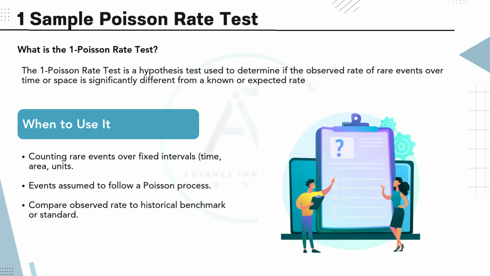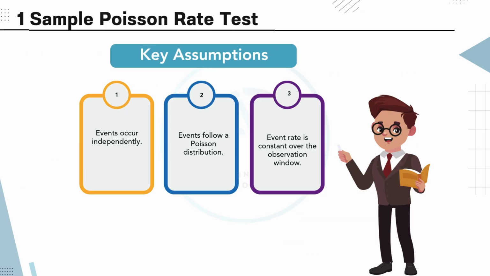signal requiring action. This slide explains the 3 critical assumptions that must be met for the one-sample Poisson rate test to be valid. Assumption 1. Events occur independently. This means that the occurrence of one event should not influence the occurrence of another. For example, if you're measuring machine breakdowns, one breakdown should not increase or decrease the chance of another breakdown in the same time frame.